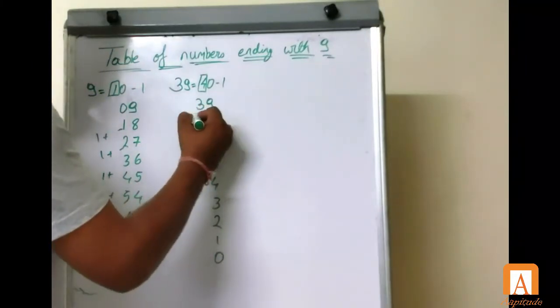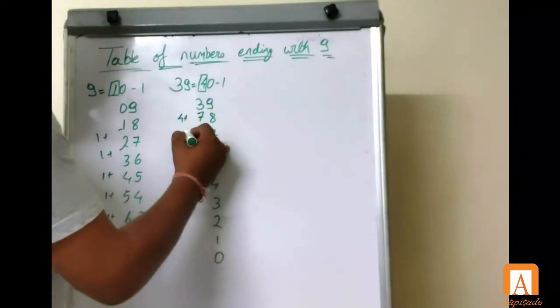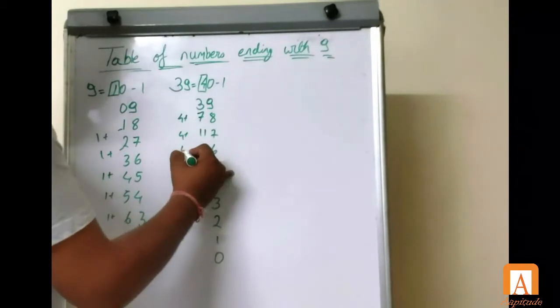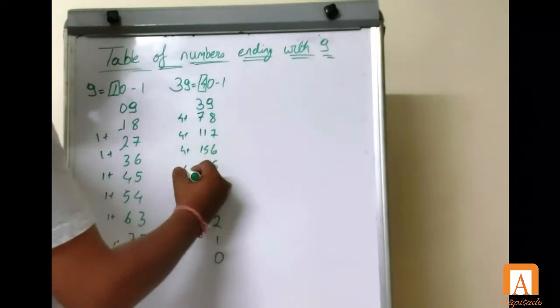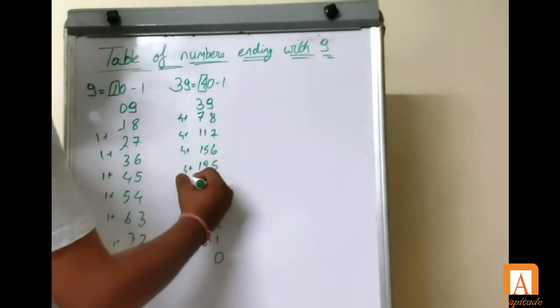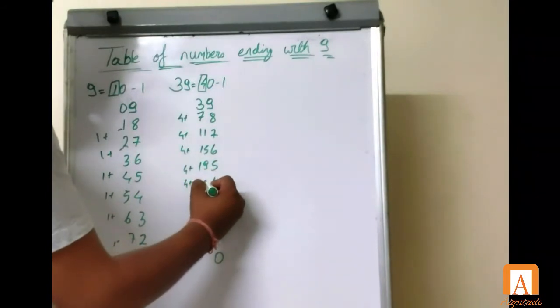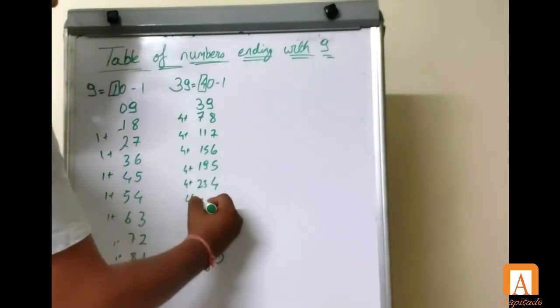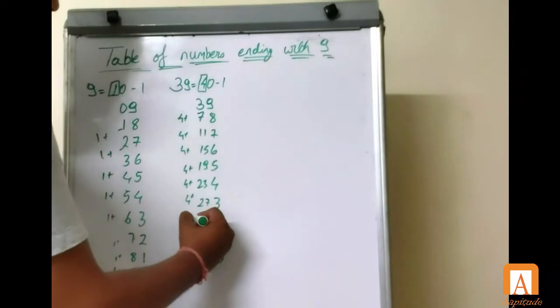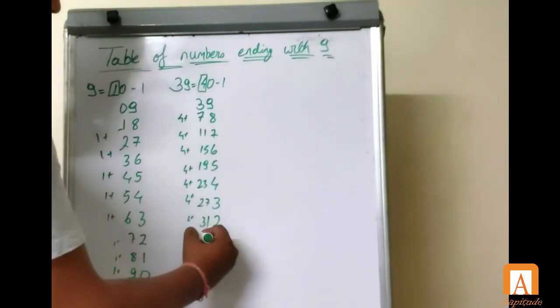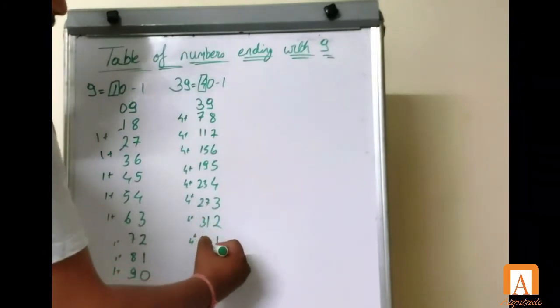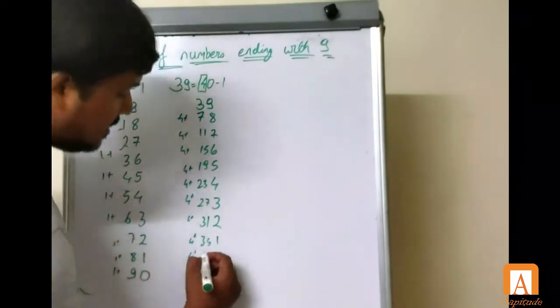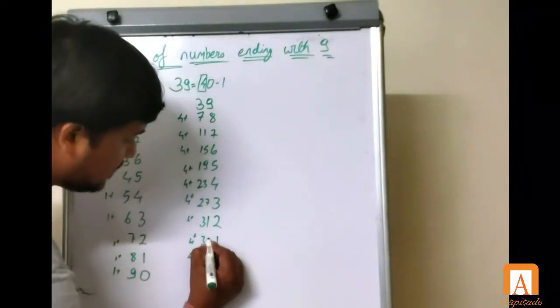Now 4 plus, so it is 7. Again 4 plus, it is 11. Again 4 plus, it is 15. Again 4 plus, it is 19. Again 4 plus, it is 23. 4 plus 27. Again 4 plus 31. 4 plus, it is 35. And 4 plus, it is 39.